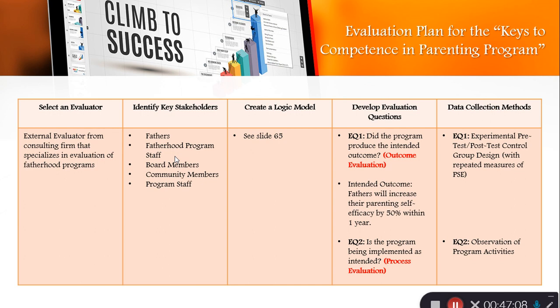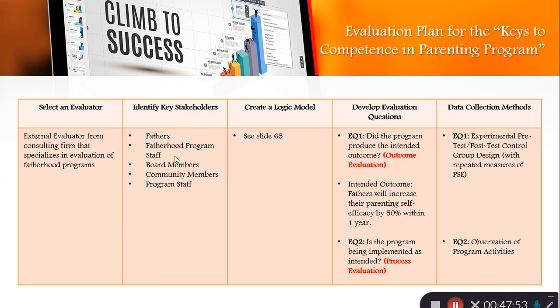And the reason why I emphasize this specialization in fatherhood programs is that I've been in situations where individuals have attempted to evaluate fatherhood programs, but they haven't necessarily had a very good knowledge base of the inner workings of these kinds of programs because they're very unique in nature. And so from my experiences, I've learned that if at all possible, it's best to have someone serve as the evaluator that has a knowledge base of fatherhood research and even more specifically fatherhood programs. And I've also identified key stakeholders in terms of fathers themselves, fatherhood program staff, board members, community members, and program staff.